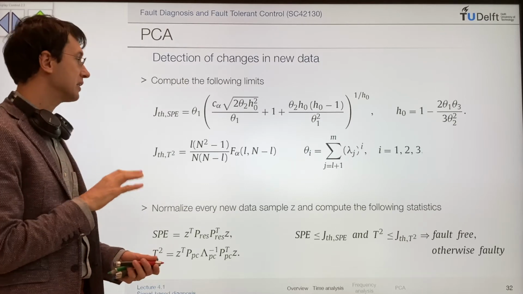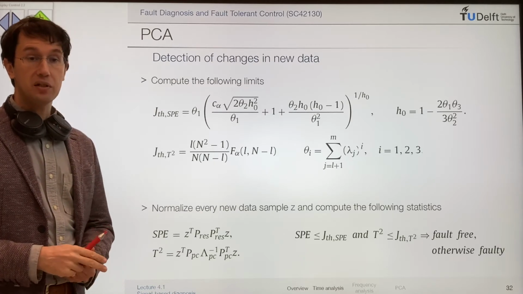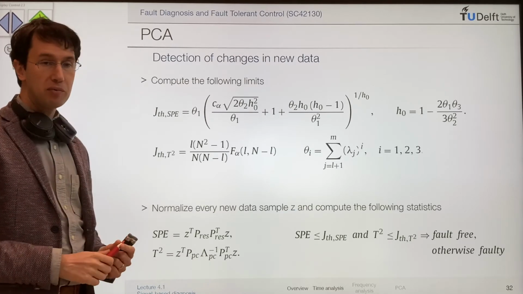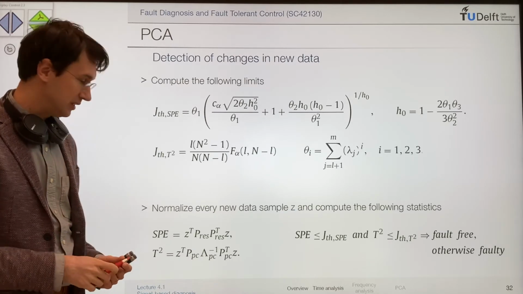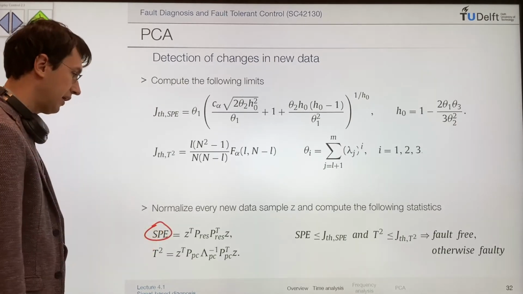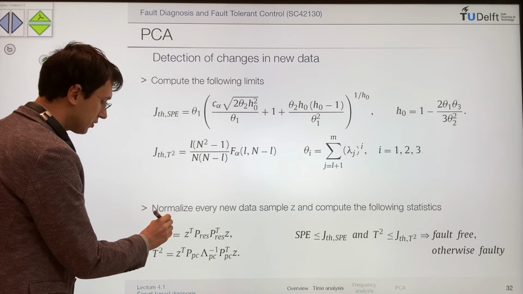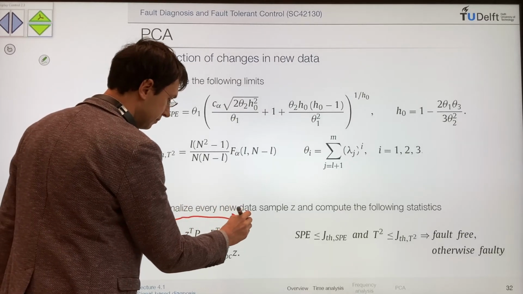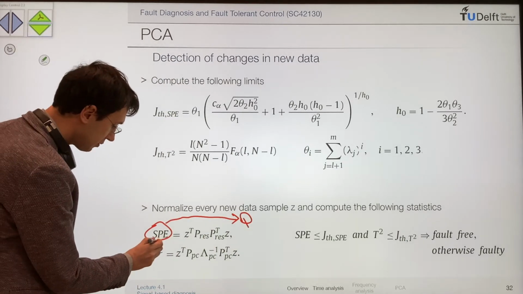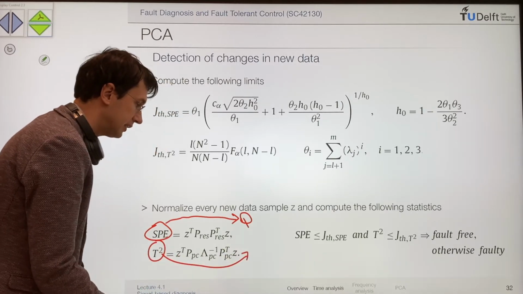And here is the part that is a bit more complex from a mathematical point of view. There are several approaches, and I am talking about two. One approach is to generate a symptom that is based on the squared prediction error. And this statistic based on the squared prediction error is also called the Q statistic. The other symptom that I can generate is based on the T-squared variable, which is also called the Hotelling statistic.